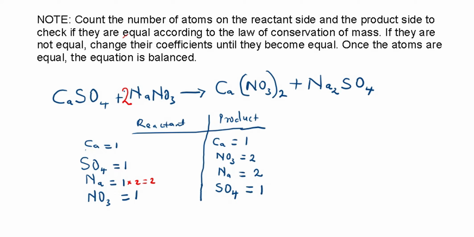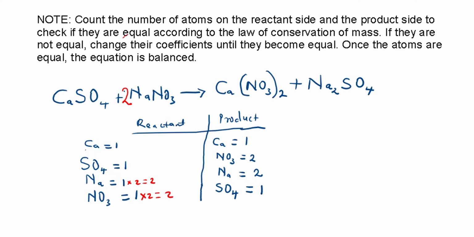NO3 is no longer 1 here. NO3 is now going to be what? It's now 2. NO3 here is equal to 2. So you see that NO3 is also balanced. Now let's cross-check again and see.